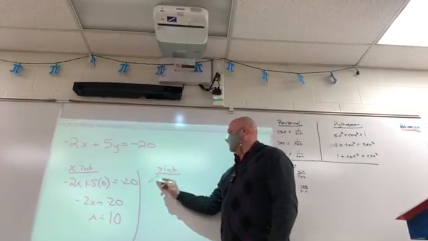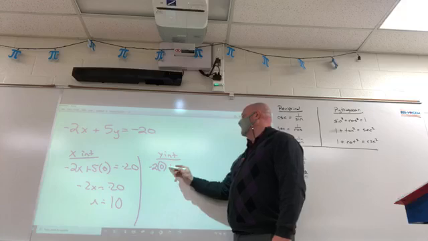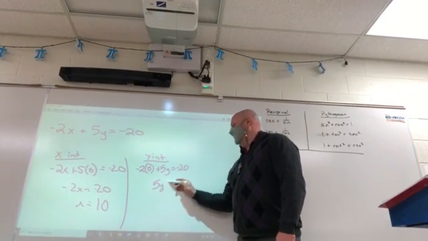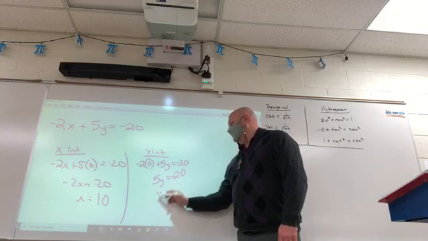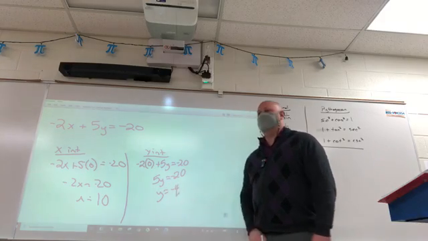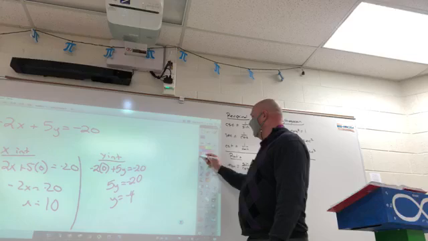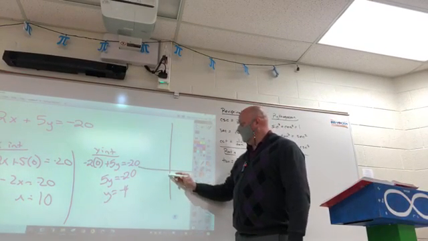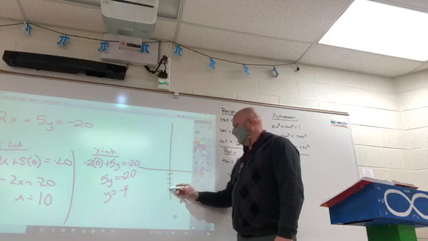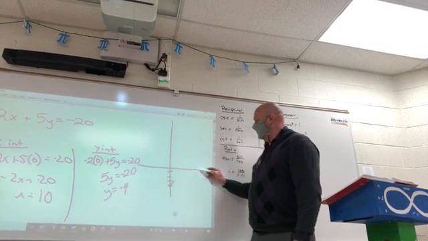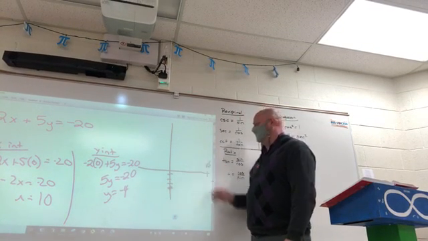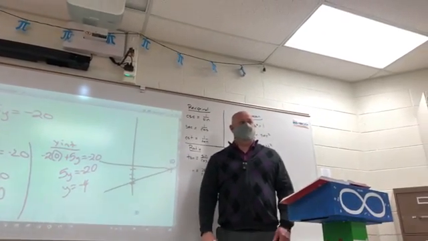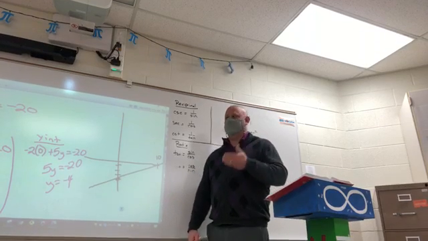And then, to find the y-intercept, instead of making the y equal to 0, now we just make the x equal to 0. So this negative 2 times 0, that goes away. I basically just have the 5y equals the negative 20. And what's y going to equal? Negative 4. So I know on my graph, the y-intercept, 1, 2, 3, 4, right there. The x-intercept out here at 10. The line, connect the dots. Like, it really, really is that simple.